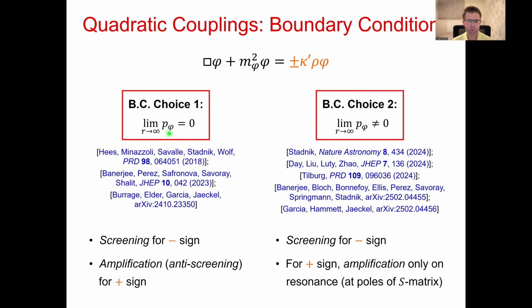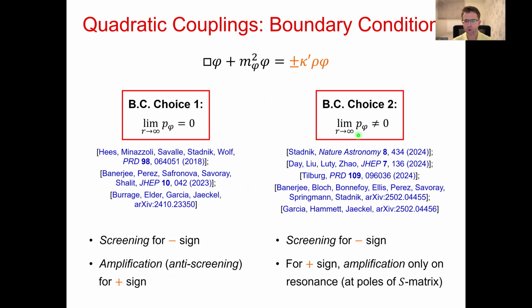So in this case, what we conclude is that there's generically screening if we consider the negative sign phi-squared coupling. And if we consider the plus sign coupling here, then there's amplification, or anti-screening, of the dark matter field in the vicinity of this massive body. Now, what we have to note is that for the scalar dark matter field in the galactic dark matter halo, the momentum of the dark matter field, even as we go very far away from the surface of the body, is never strictly zero. It can be very small and non-relativistic, but technically non-zero.